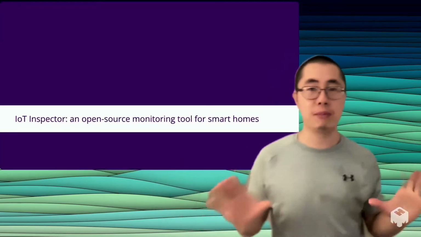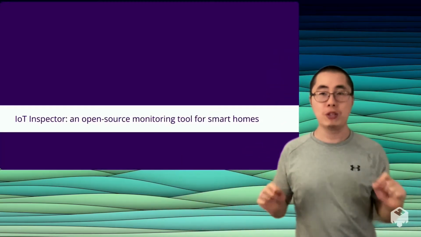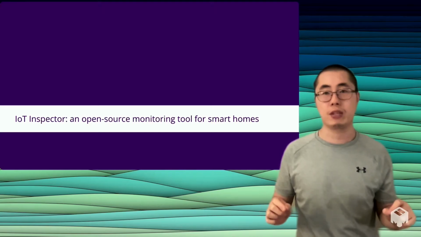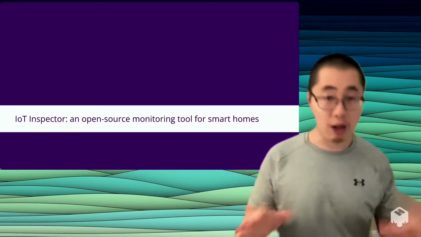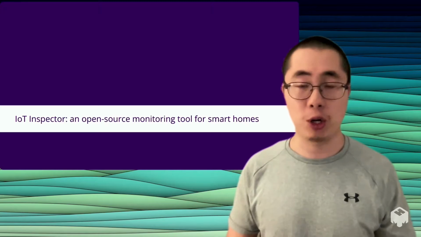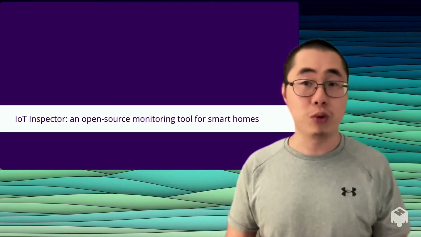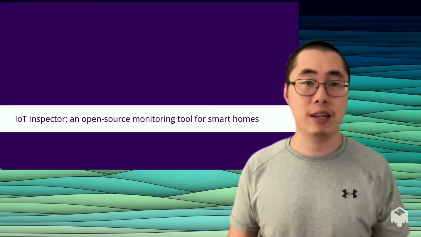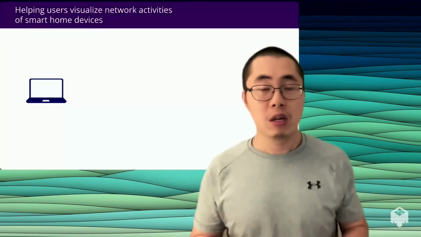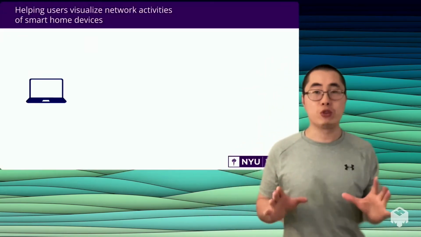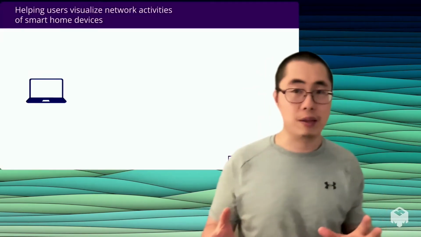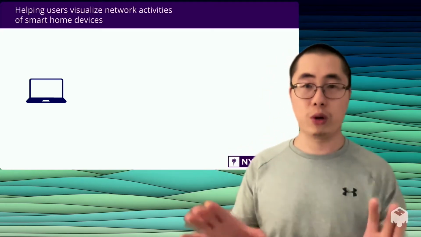And with all these problems in mind, we developed an open source tool called IoT Inspector. TLDR, it's a monitoring tool for smart home users, and it crowdsources a real-world IoT traffic data set for researchers. On one hand, it helps average users visualize what's going on in their smart home networks. So here's how it works.